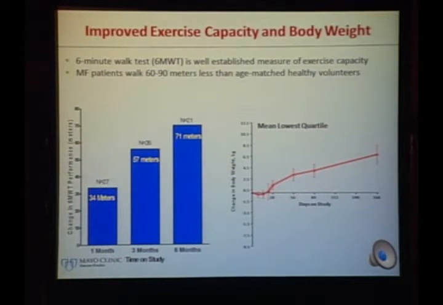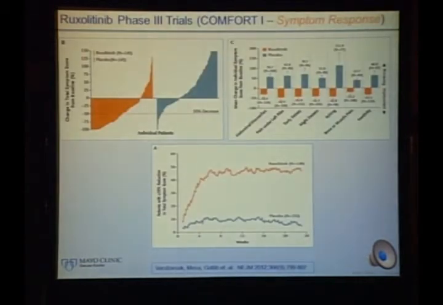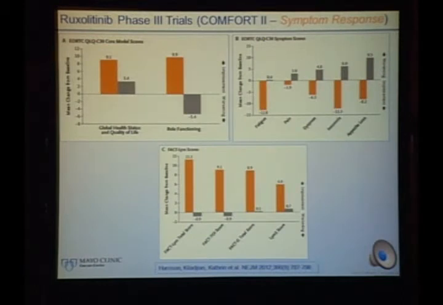We saw that people were able to walk further. They were stronger. They gained weight they had lost. In the randomized studies, we were able to show that people felt better whether we looked at it in aggregate or whether we looked at individual symptoms. We saw that compared to best alternative therapy, which was largely Hydrea, that patients felt much better on ruxolitinib.